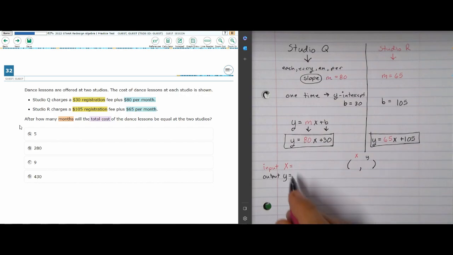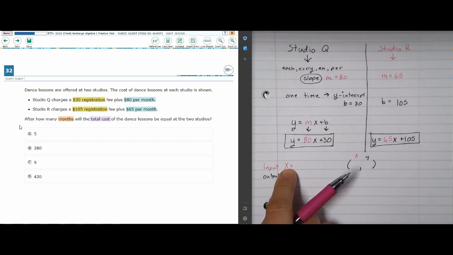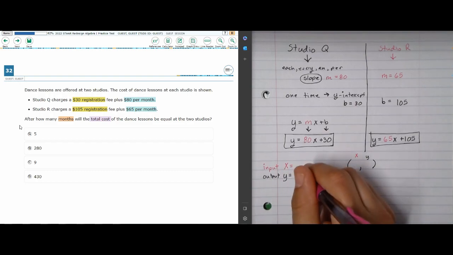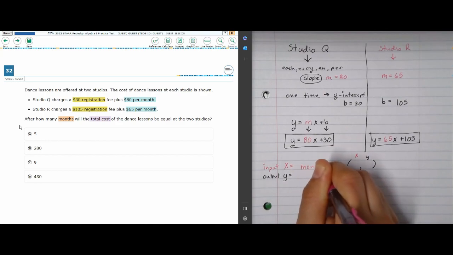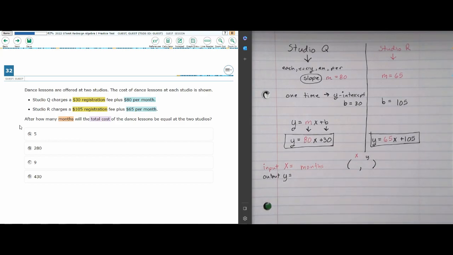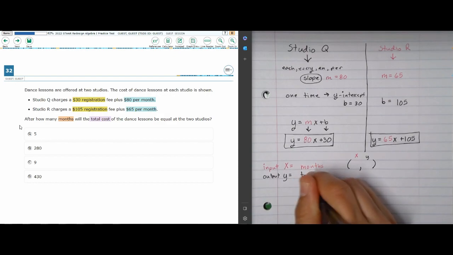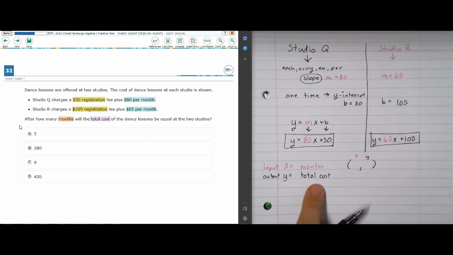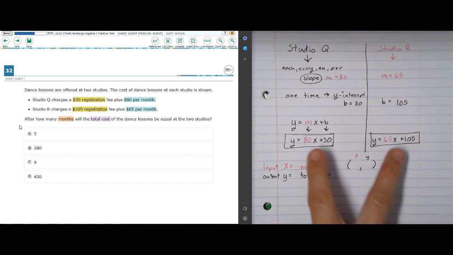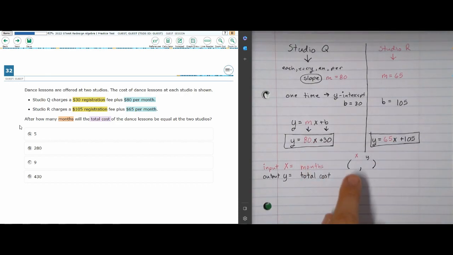So I know that X is usually going to be time as well. Very often it's going to be time or sequences. So X is going to be the time, which we call in months, and Y is going to be our total cost. It's what we are trying to measure. So when we put these two equations in our system solver, we're only going to be looking for the x value, not the y value at this point.